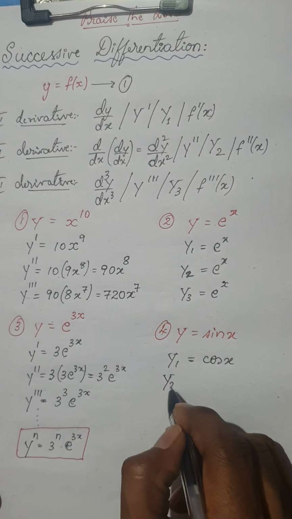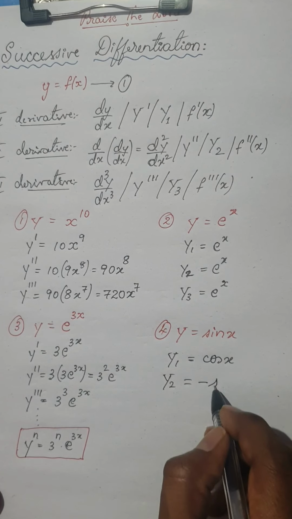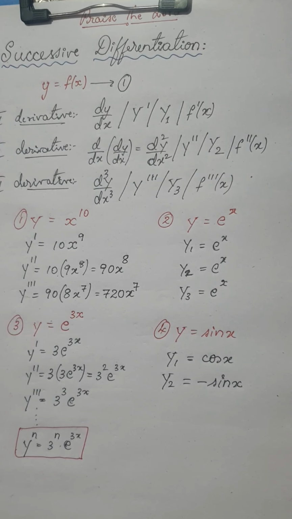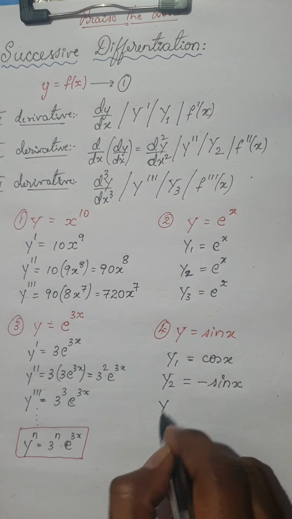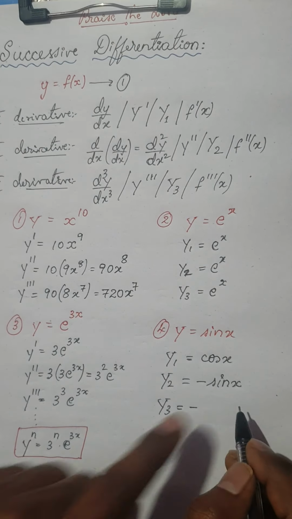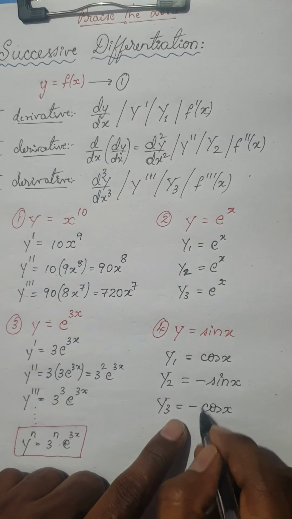Now the second derivative of this will be, what is derivative of cos? We know derivative of cos is minus of sine. Is it clear? So the second derivative of sine is minus of sine. Now if you want to get the third derivative of this, minus is kept aside. What is derivative of sine? So this will be cos x.